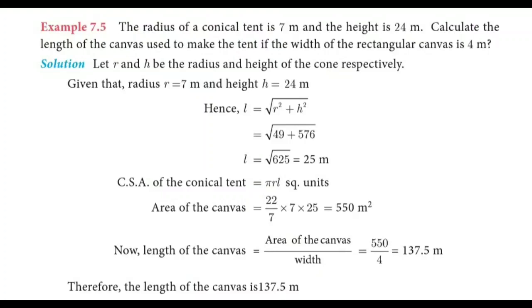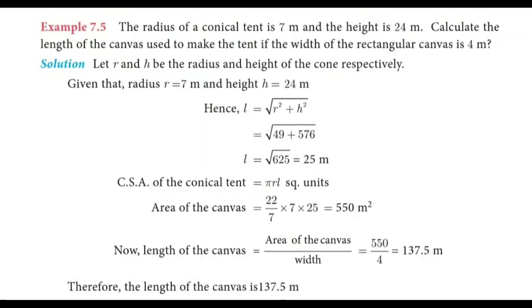Then L is equal to root of 7 squared plus 24 squared. Then L is equal to square root of 7 squared, 49, plus 24 squared, 576. Then L is equal to root of 49 plus 576, then root of 625. Then L is equal to square root of 25 into 25. We get L is equal to 25 meter.